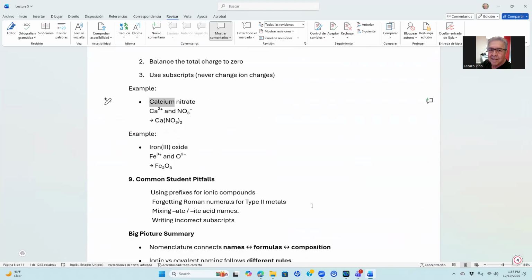Example: calcium nitrate, Ca 2+ and NO3 -, gives Ca(NO3)2. Example: iron(III) oxide, Fe 3+ and O 2-, gives Fe2O3.